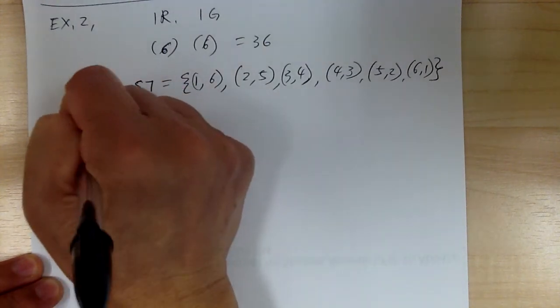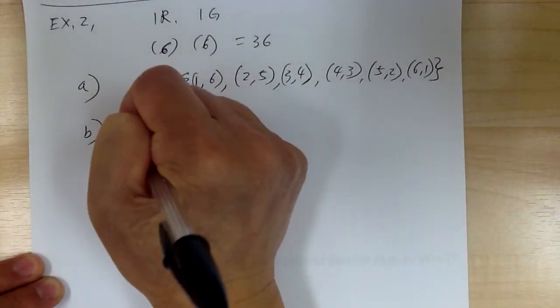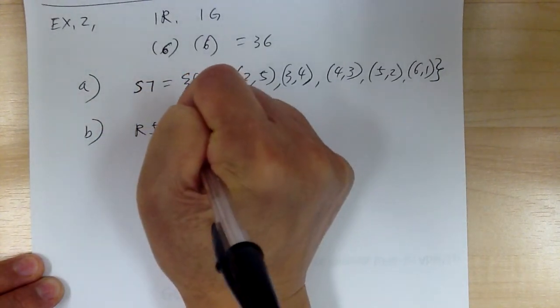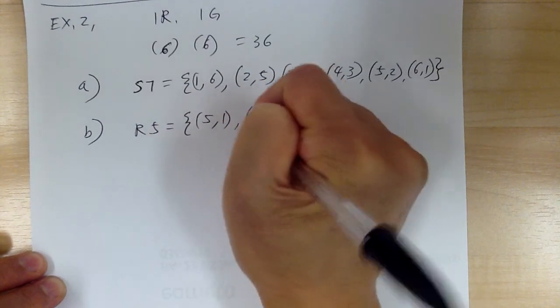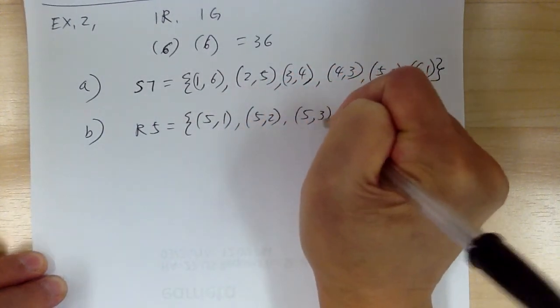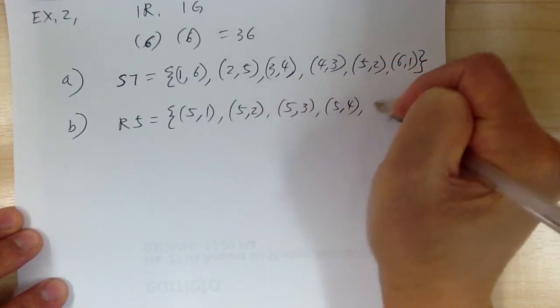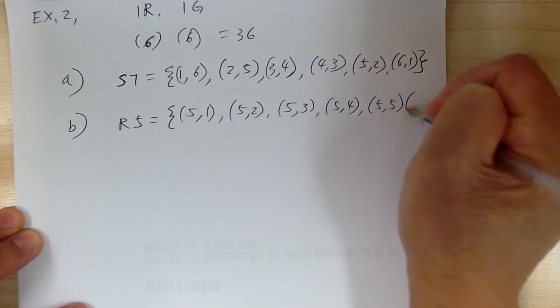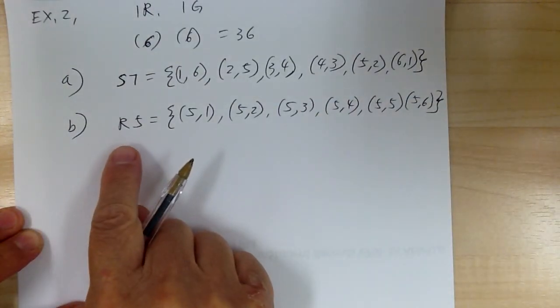Now let's go to B. You want the red one to turn up 5. So you're looking for R5. The red one is 5, so obviously it has to be 5, 1; 5, 2; 5, 3. Remember, the red one has to be a 5. And 5, 4; 5, 5; and 5, 6. This is the event for R5.